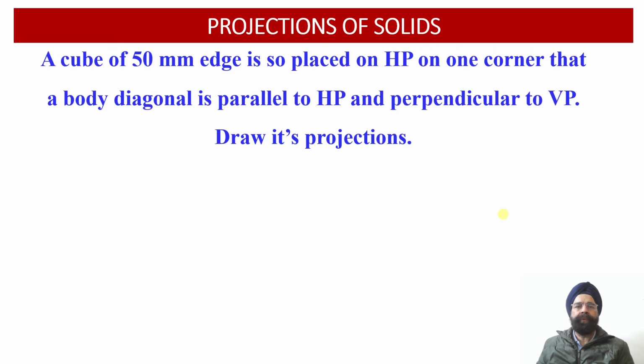Now here we have been provided with an oblique cube which is having an edge of 50 millimeter, and this cube is so placed on the horizontal plane that it will be resting on one of its corners on the horizontal plane, and the body diagonal of this cube is parallel to the horizontal plane and perpendicular to the vertical plane. So we are required to draw the orthographic projections of this oblique cube.